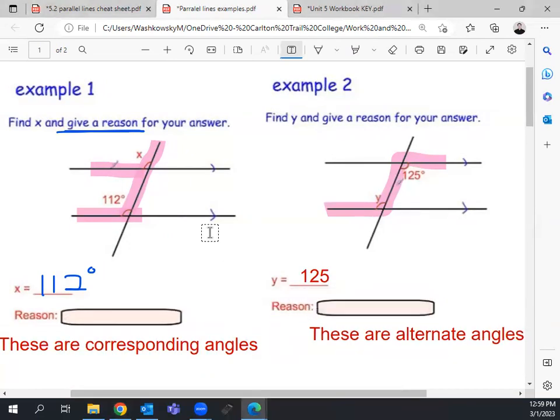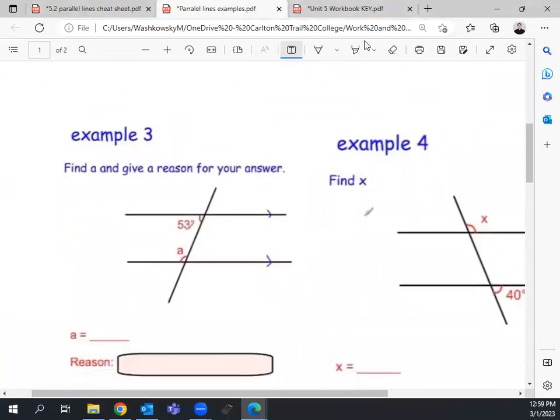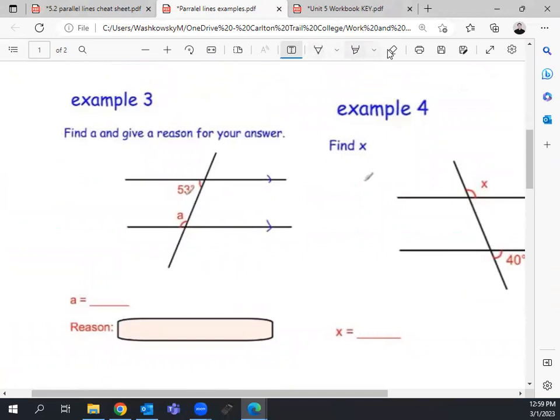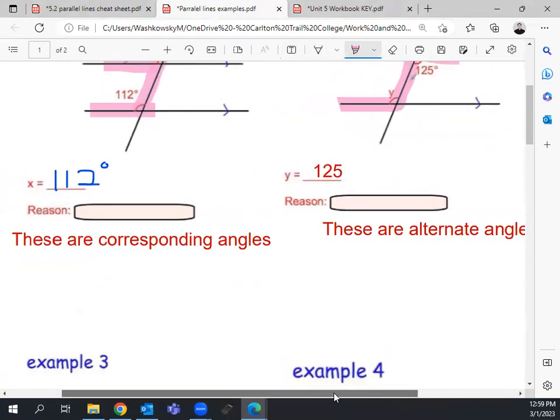All right, scrolling down, question 3. Which one do you think this is? So yeah, these are co-interior, right? I can draw a big C. C means co-interior. These are alternate angles.